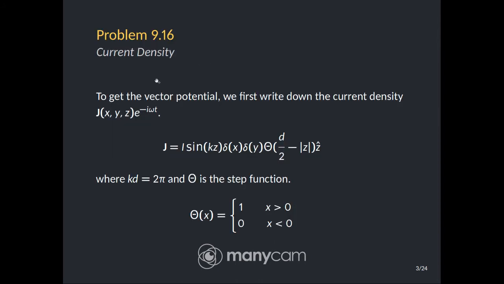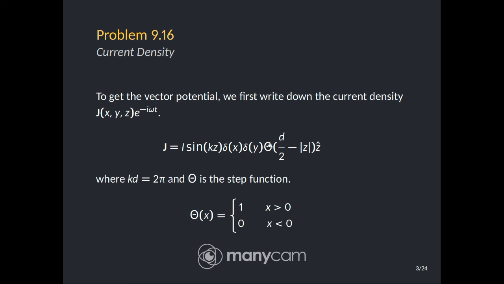To get the vector potential, we first write down the current density J with the harmonic time dependence. The current density J is equal to I sine kz, delta x, delta y, and theta of d divided by 2 minus the absolute value of z, in the z direction. Because our antenna lies along the z-axis, we get the Dirac delta x and Dirac delta y.